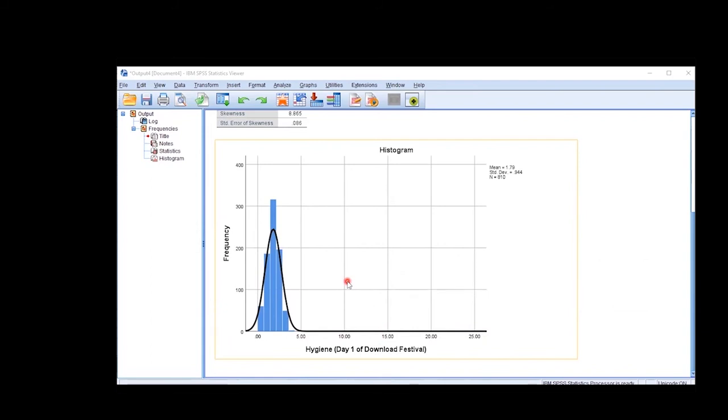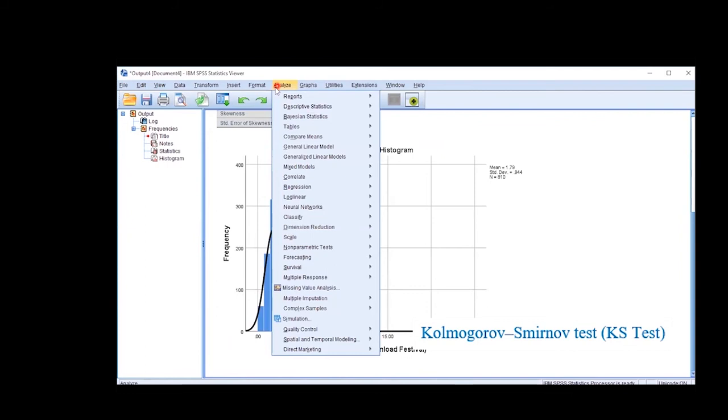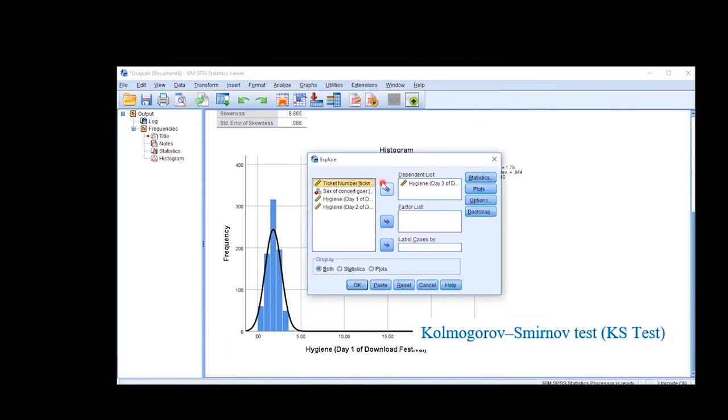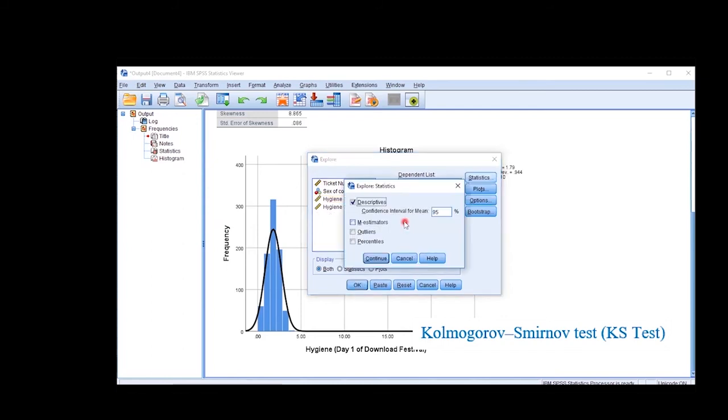We can go into the test. If you want to run the test, then you can also go into Analyze, then go into Descriptive Statistics and go into Explore. Once you enter Explore, reset all the settings, and as we are working on Day 1, move this variable from this list to the dependent list, and then go into Statistics.